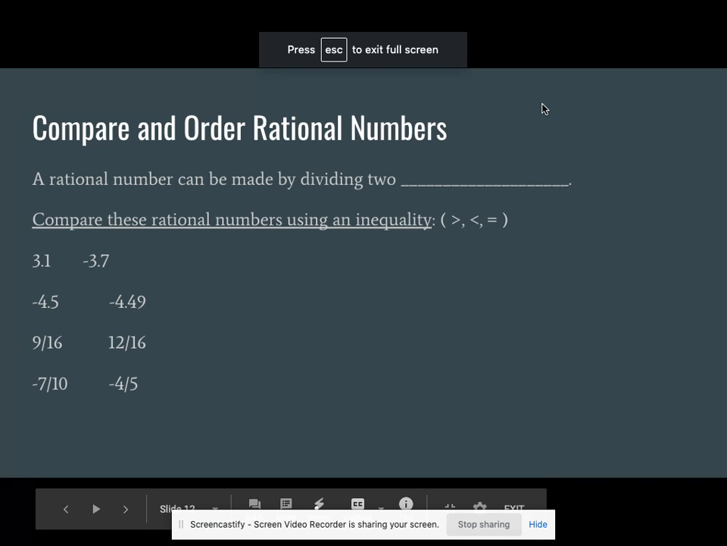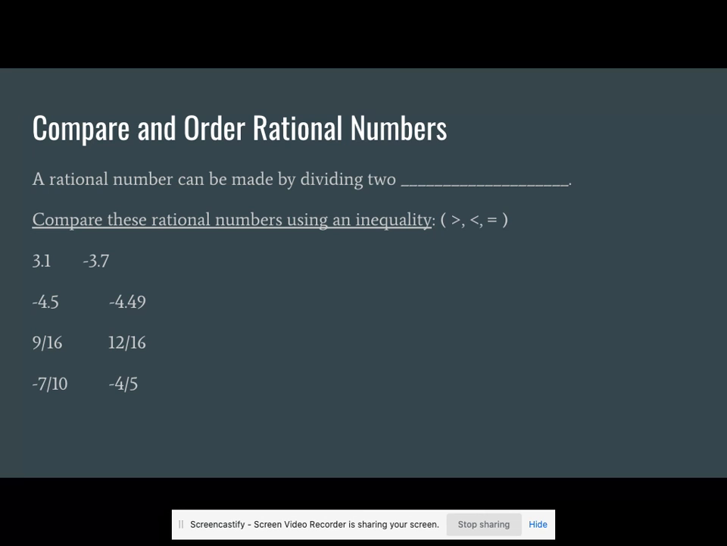Compare and order rational numbers. So a rational number can be made by dividing two integers. Think of rational numbers as positive and negative fractions and decimals.